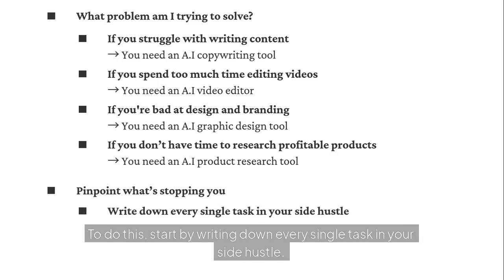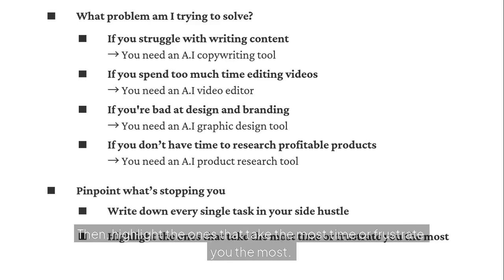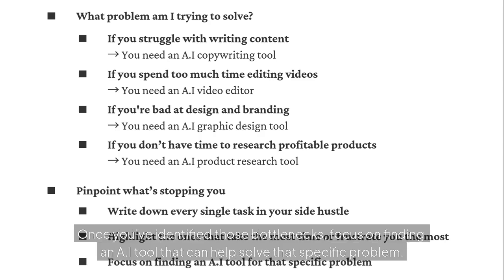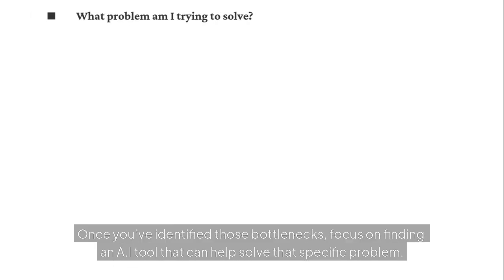To do this, start by writing down every single task in your side hustle. Then, highlight the ones that take the most time or frustrate you the most. Once you've identified those bottlenecks, focus on finding an AI tool that can help solve that specific problem.